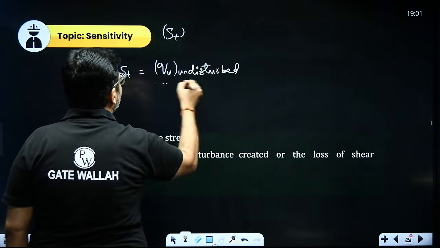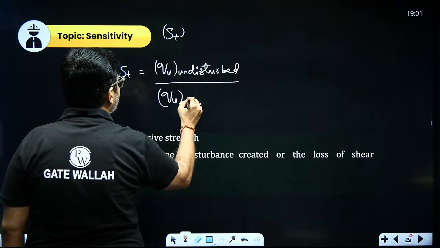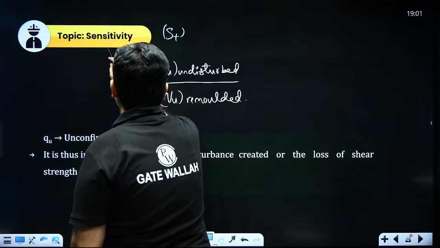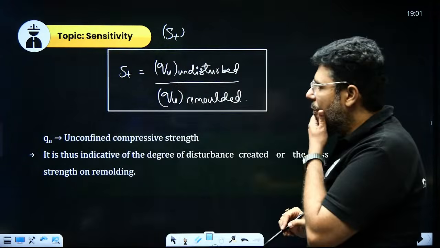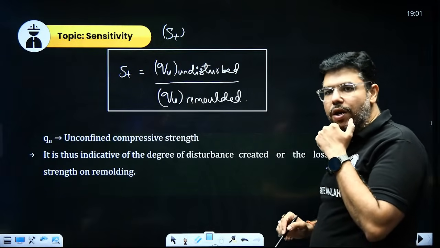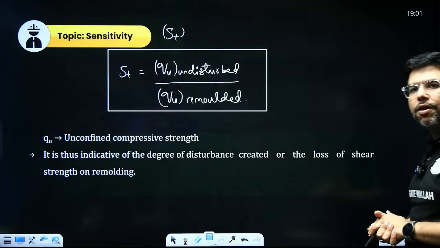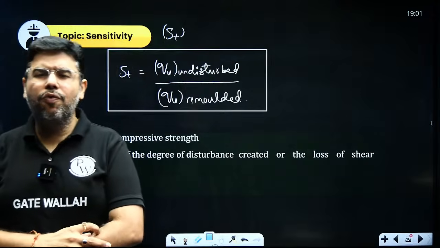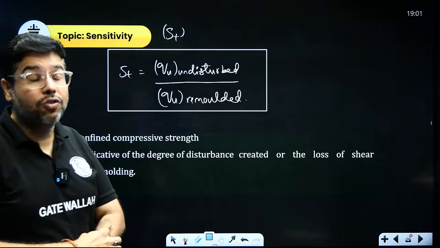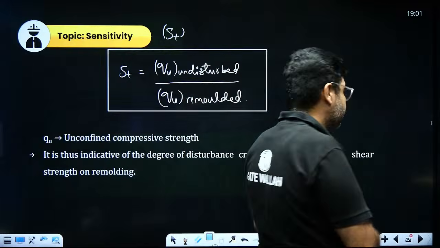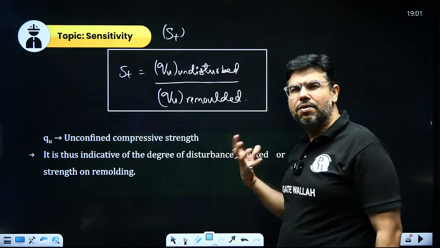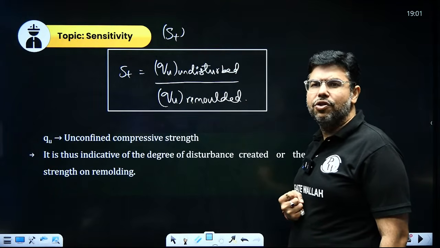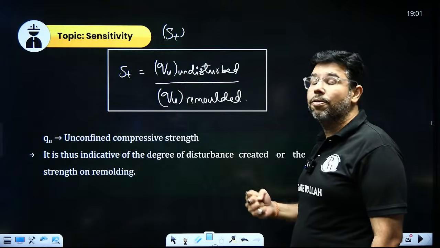undisturbed upon QU remolded. This is how sensitivity is defined. So, QU is nothing but the unconfined compressive strength of the soil. It is thus indicative of the degree of disturbance created or the loss of shear strength on remolding. The more the value of sensitivity, the more the disturbance or the loss of shear strength on remolding of the soil. Whenever we remold the clays, its structure gets broken down and its shear strength or unconfined compressive strength will decrease.